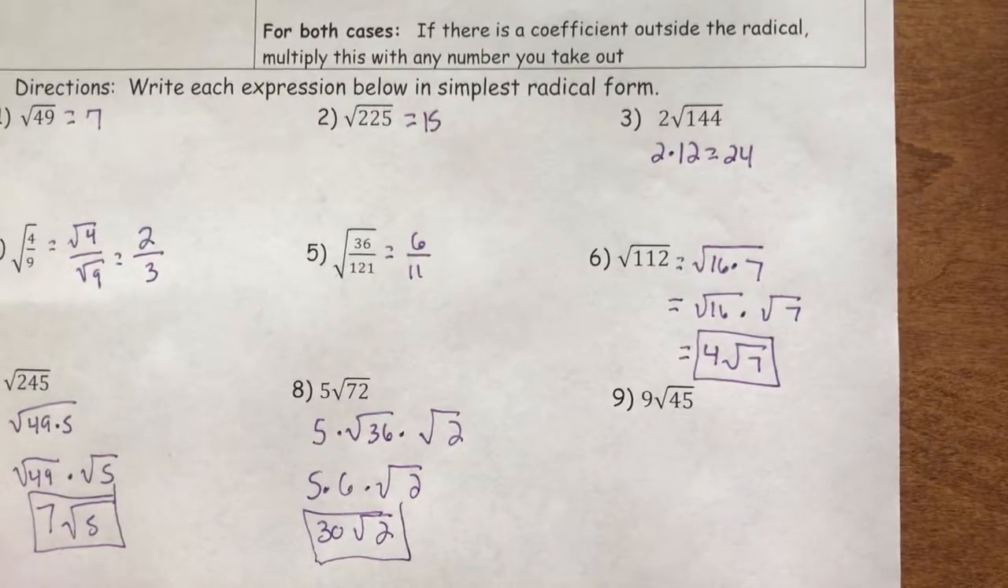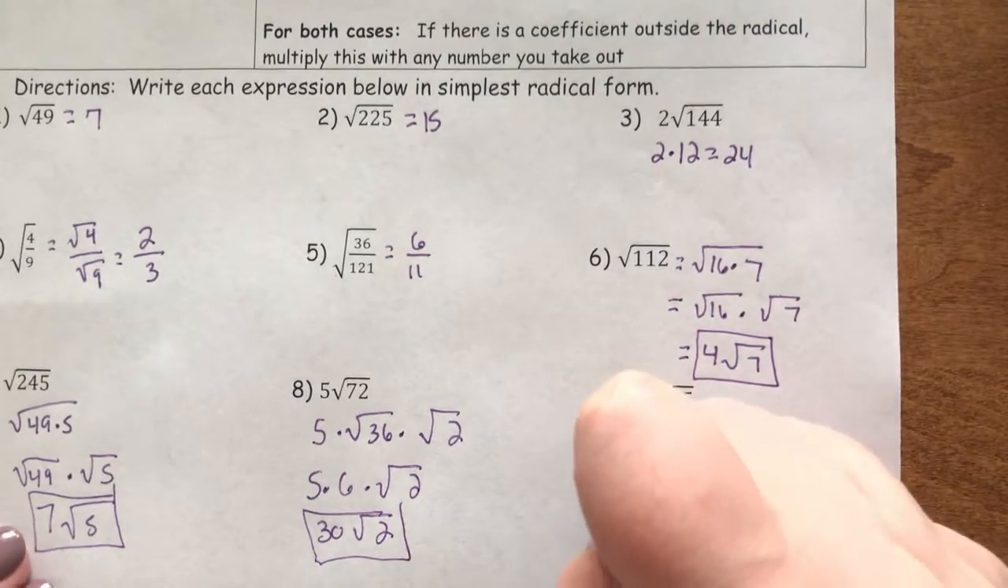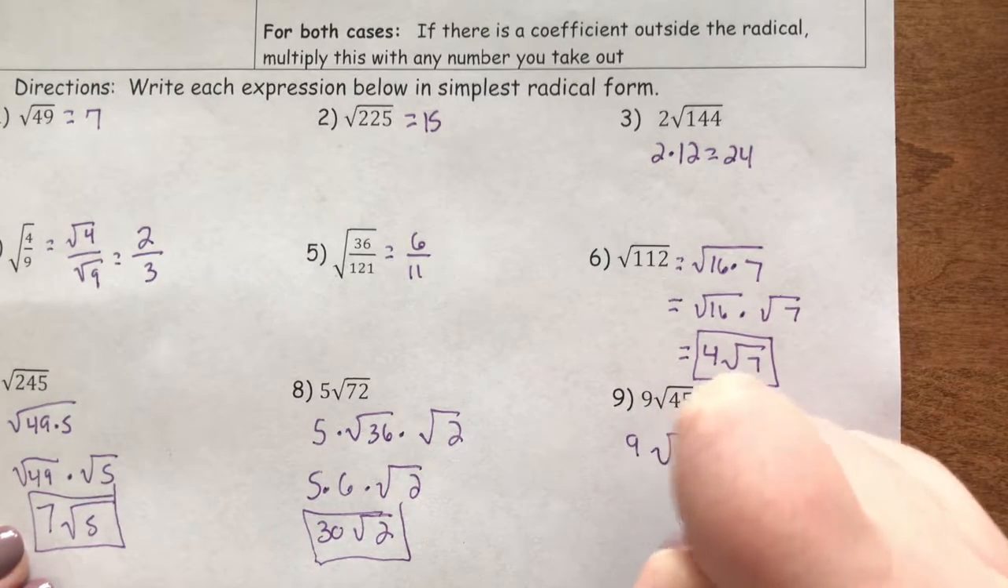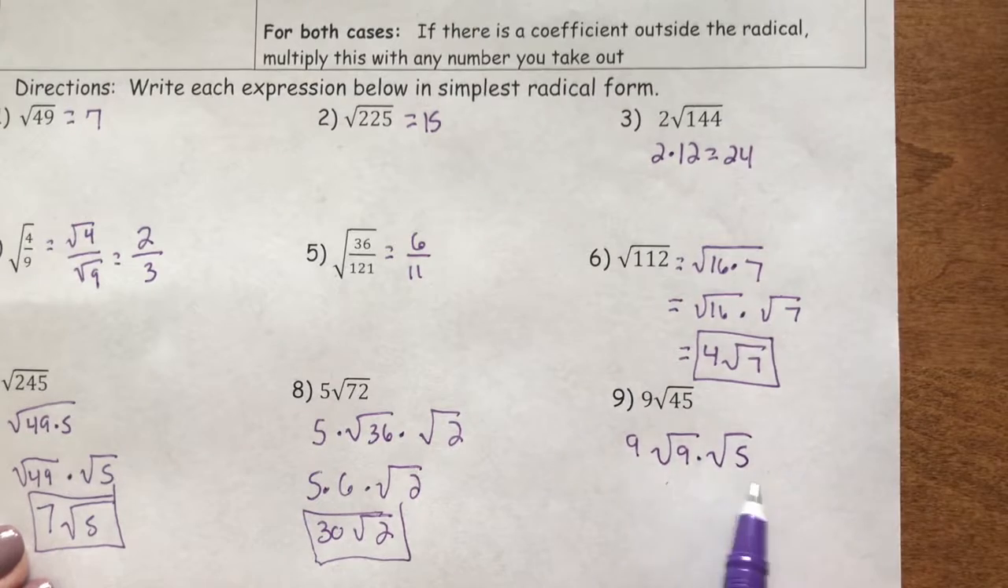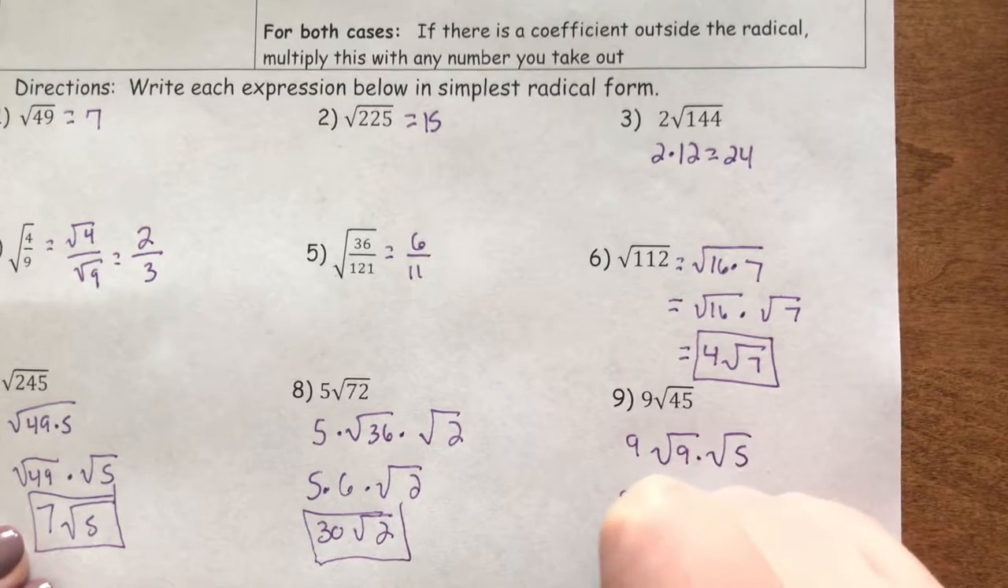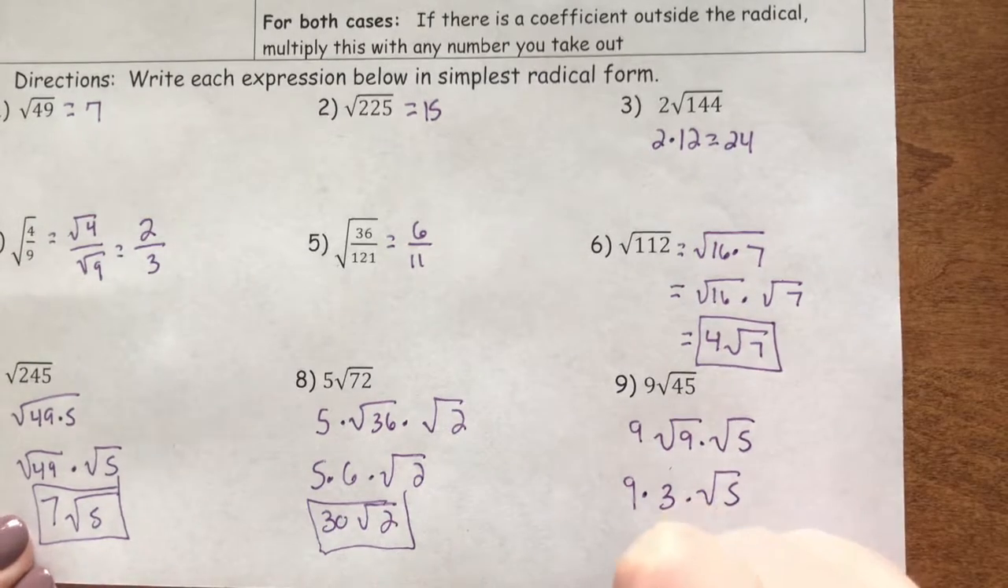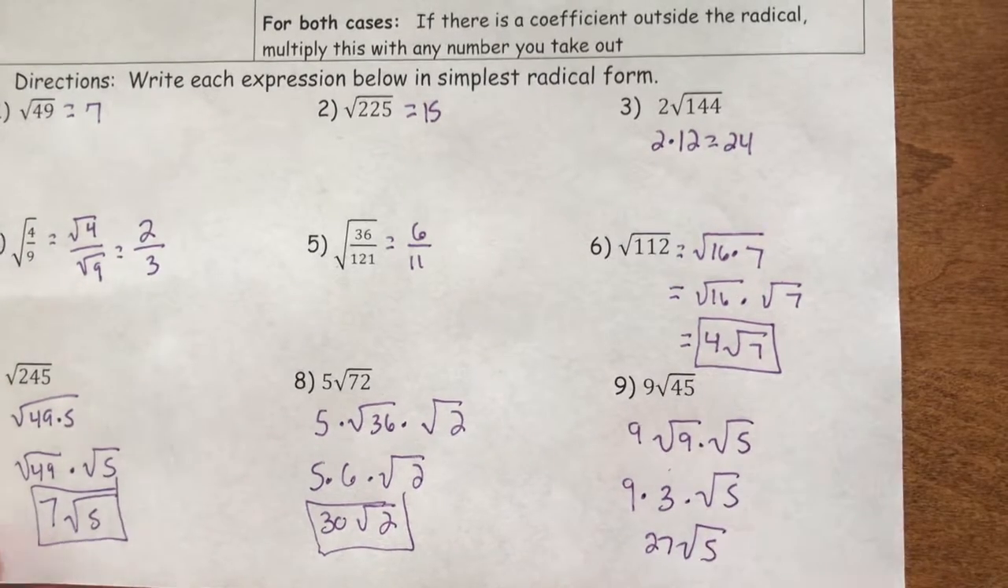So try the last one. 45, you should know that that's going to break down into the square root of 9 times the square root of 5. Now when I break this down, this becomes 9 times 3 times the square root of 5, and this breaks down into 27 square root of 5.